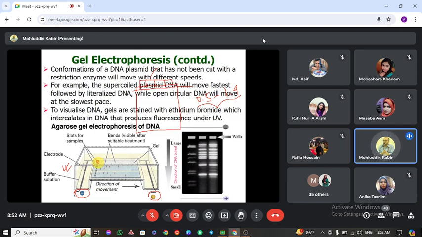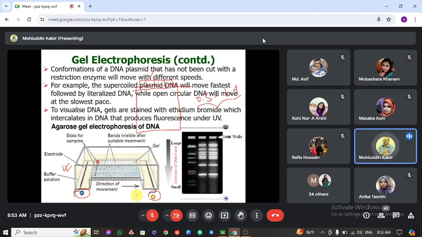To track the movement of the DNA, the sample is mixed with tracking dye. We add some dye in the DNA. That dye could be Coomassie blue or any other dye, so that we can visualize the movement of the dye. The movement of the dye indicates the movement of the DNA.